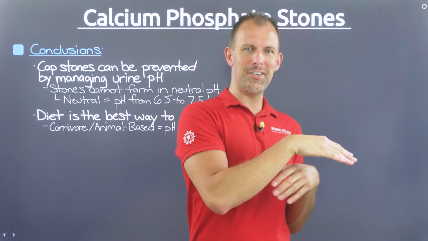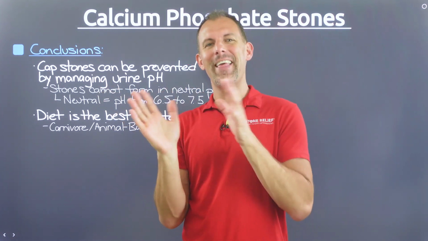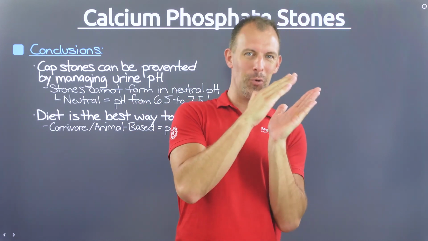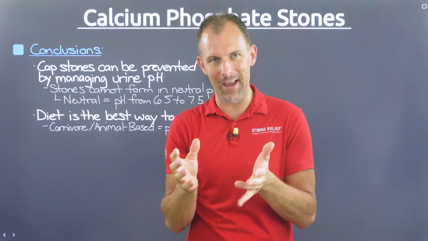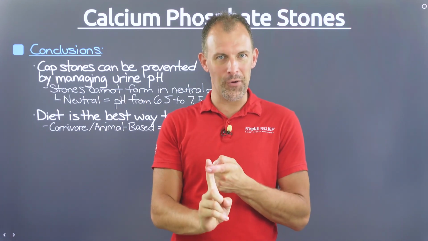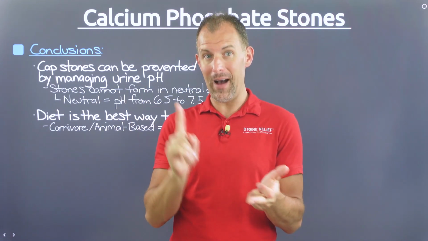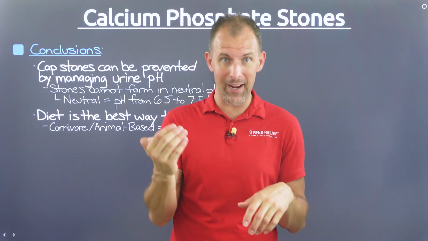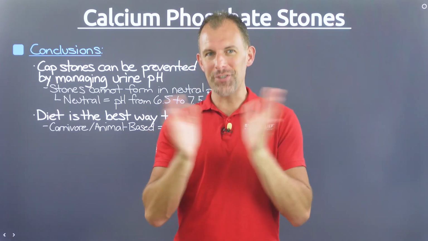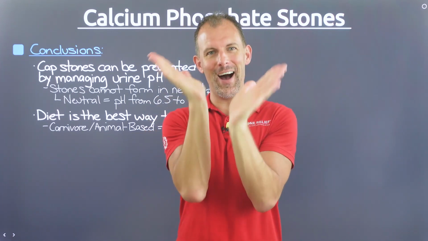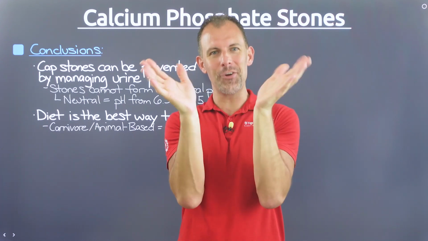Now, some people will think, well, I've got alkaline urine. Well, let's just acidify it. It's fine. No. If you go that direction towards more acidic urine, less than 6.5 on the pH scale, you could potentially open yourself up to uric acid stones. You could open yourself up to calcium oxalate stones, both monohydrate and dihydrate. It's just not good. So as you can see, on the extremes, kidney stones form.